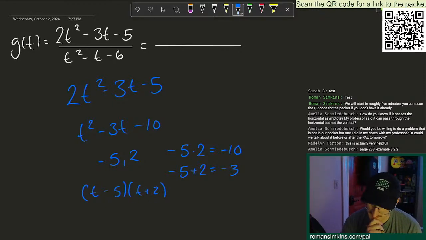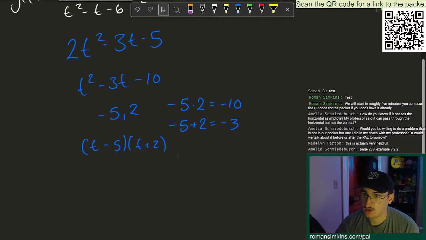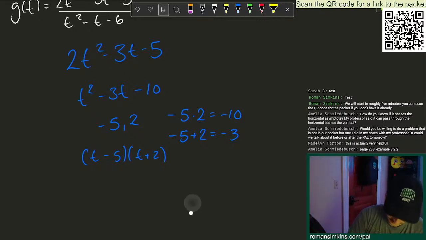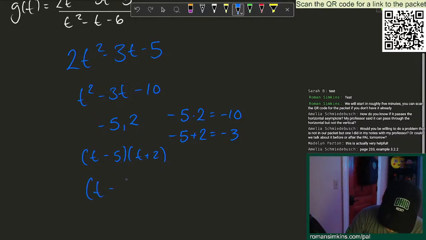And then from this point, this is like the really weird step. You want to divide your constants in those factors by the value of A we multiplied out earlier. So I would write this as t minus 5/2, t plus 2/2, but that's just going to be 1. So 2/2 is just 1.